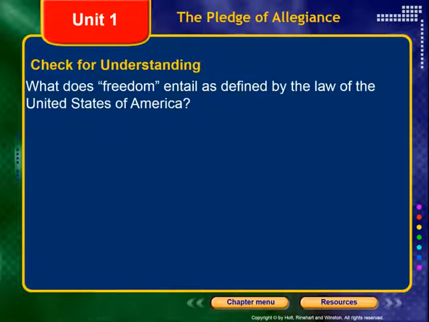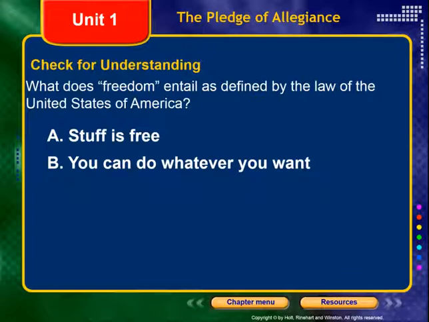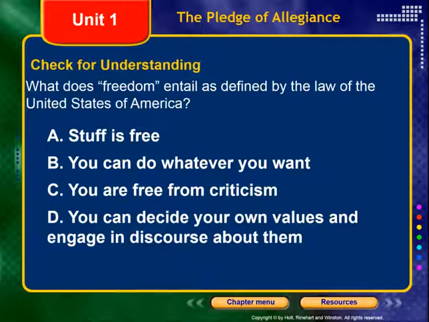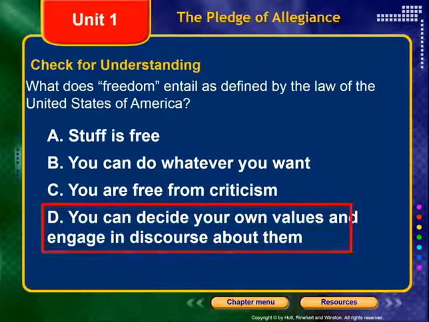What does freedom entail as defined by the law of the United States of America? Does it mean that stuff is free? Does it mean that you can do whatever you want? Does it mean that you're free from criticism? Or does it mean that you can decide your own values and engage in discourse about them? It means that you can decide your own values and engage in discourse about them.